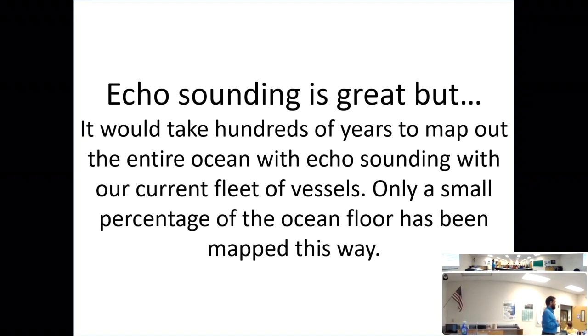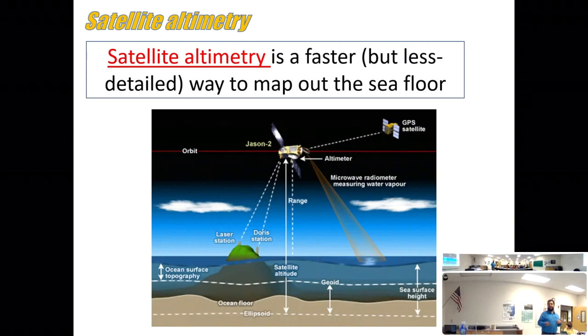So it's too slow. What do we do in between? We do satellite altimetry. I already gave you an introduction to all these things, but now I'm going into more detail. Satellite altimetry gives us less detail, but we can cover a much wider swath of the ocean.